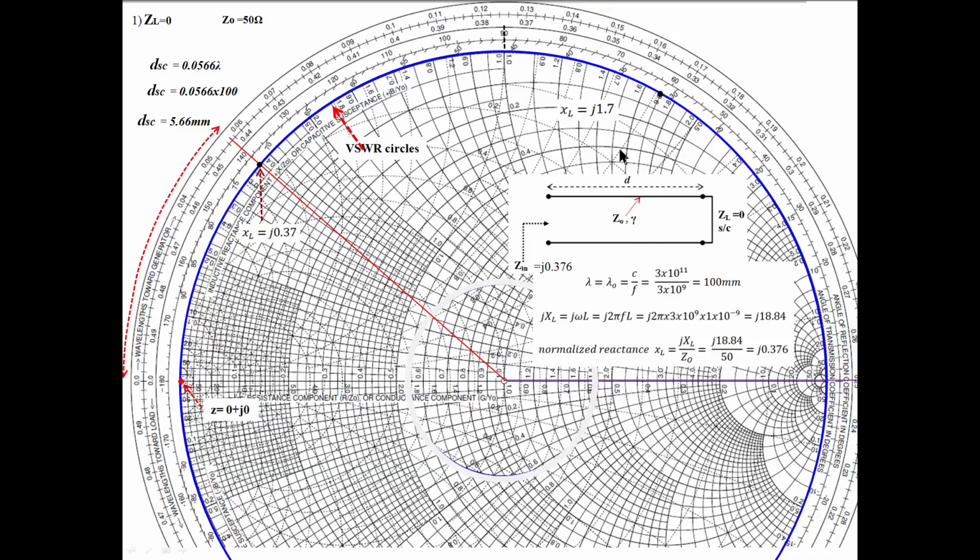The only thing is, we stop wherever the reactance value is achieved. See here, I want 0.376, so I stop here. If it is 3, I have to stop here. The normalized X value is 3, so I should stop here. Whatever the X value is, say 4 here, we stop there.